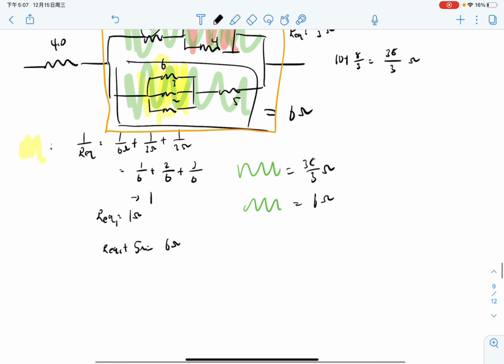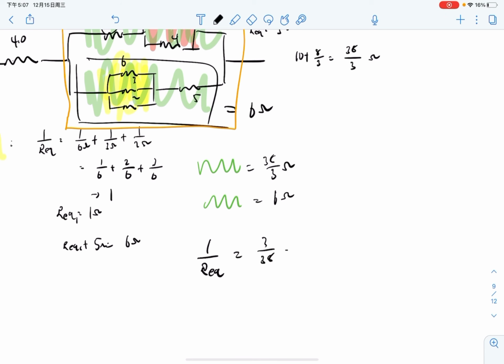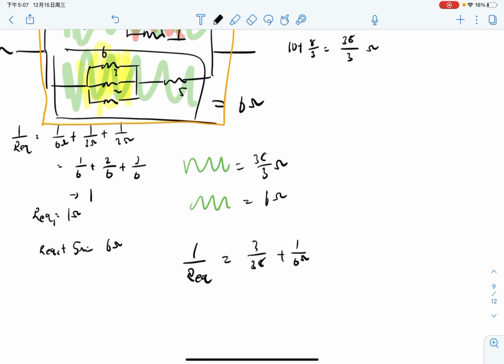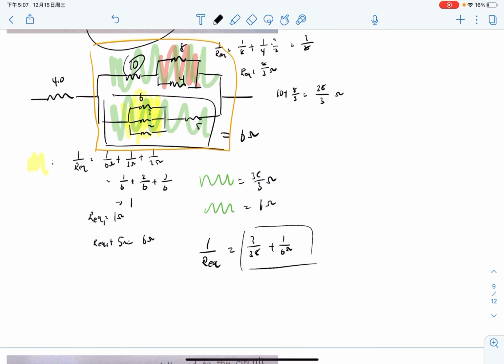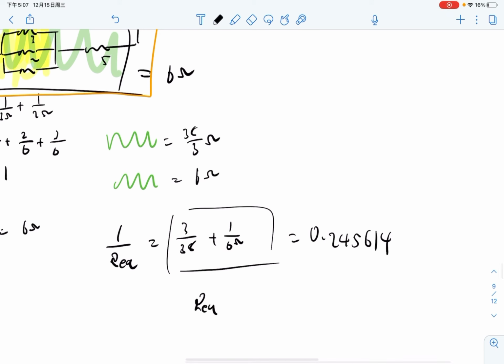So the R equivalent is equal to 38 divided by 3 in parallel with 6 ohm, and you can find the answer. Let me use a calculator. 3 divided by 38 plus 1 divided by 6 is equal to 0.245614, and 1 divided by 0.245614, so our equivalent is about 4.07.